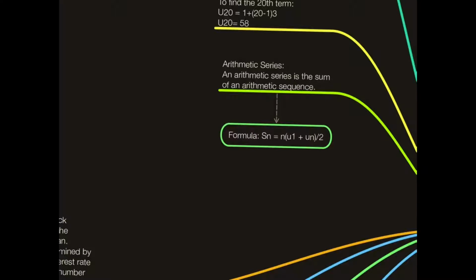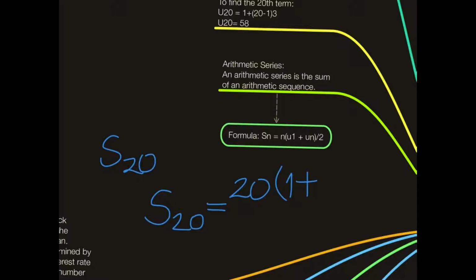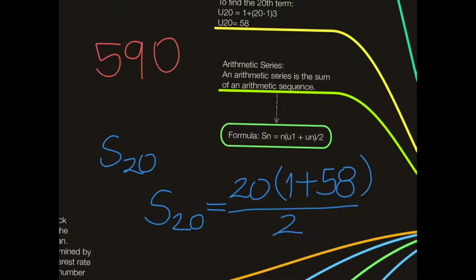In this case, if we want to use the formula to find S20, we need to replace the values into the formula. So it will be the following: S20 is equal to 20 times 1 plus 58, which is the 20th term, by 2. If we plug these values on the calculator, the answer will be equal to 590. So this is the sum of the first 20 terms in the sequence.